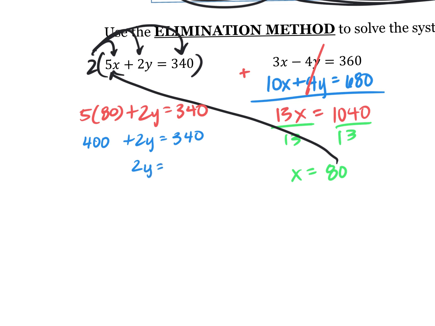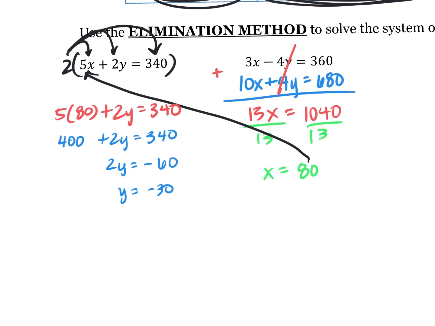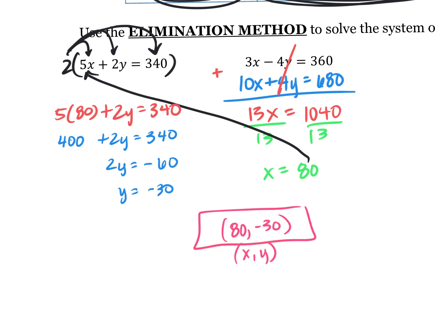2y equals negative. Great. Y equals? Beautiful. What you've just found is where these two graphs intersect at this coordinate. We want to write it as a coordinate. What's my x comma y? 80 is my x. My y is negative 30. You guys will always write them like that. The x always comes first. Boom, boom, boom, boom. There's where they intersect.